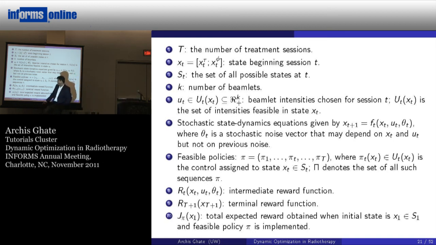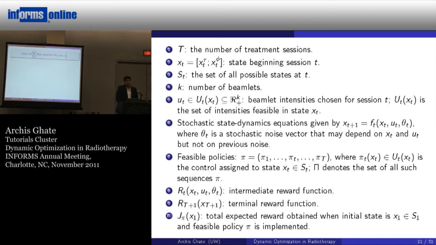So if I start out in state x1, so at the beginning of the first treatment session, if the state or the condition of the patient is x1, and if I choose to implement policy pi throughout my treatment course, what does that mean? Policy pi will tell me what to do if I find my patient in any particular state in any treatment session. So if I choose to use that policy pi, this J^pi(x1) is going to be the total expected reward that I will get over this treatment course. Okay, so that's my notation.